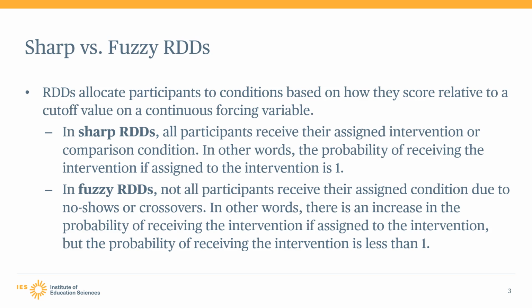The second category of regression discontinuity designs are called fuzzy RDDs. In a fuzzy RDD, not all participants receive their assigned condition, which means the probability of receiving the intervention, if assigned to the intervention group, may be less than 1, and the probability of receiving the intervention, if assigned to the comparison group, may be greater than 0. Instead, there are what we call non-compliers, individuals who, for whatever reason, do not comply with their treatment assignment. Some individuals who should receive the intervention based on their score actually may not receive the intervention. These individuals sometimes are called no-shows. And some individuals who should not receive the intervention based on their score actually could receive the intervention. These individuals are sometimes called crossovers. In a fuzzy RDD, there may be only no-shows, only crossovers, or both, which we will discuss in greater detail in the coming slides.